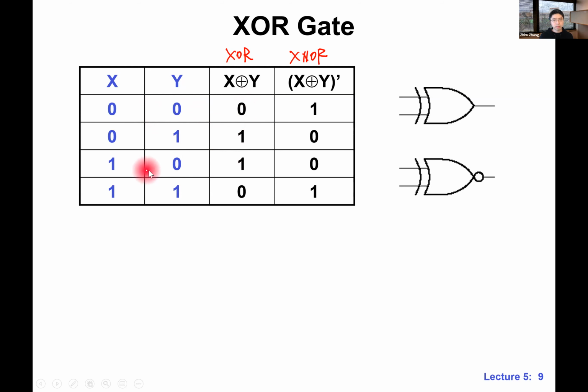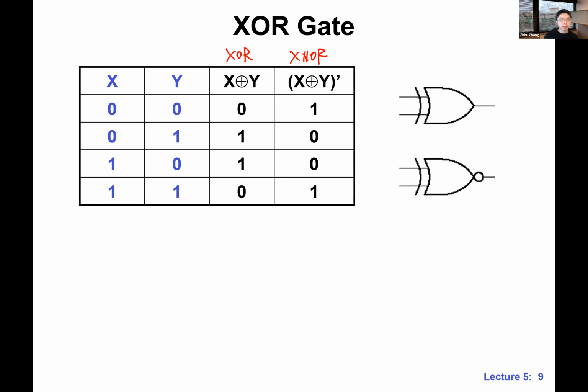Third row, same thing. X and Y disagree, so we have 1. And last row, they are the same. They agree, so we have a 0. That's basically what XOR is doing, and XNOR is basically doing the opposite. XOR is basically checking equivalence.